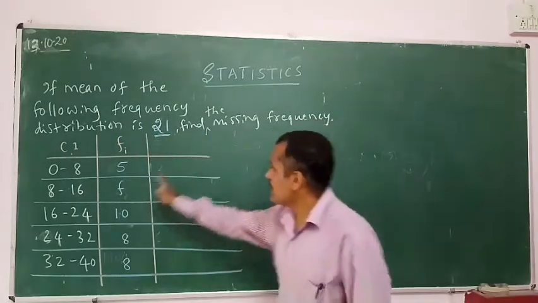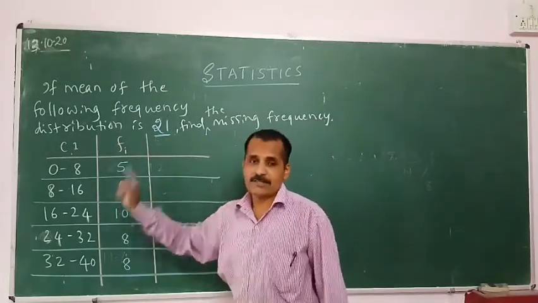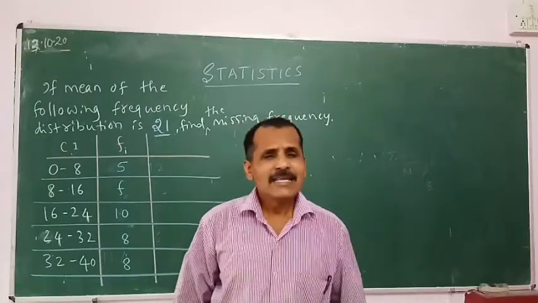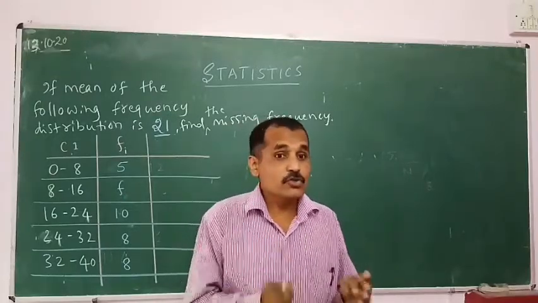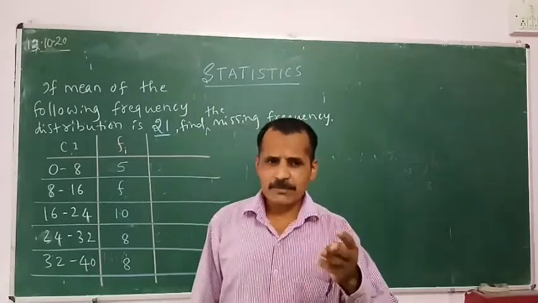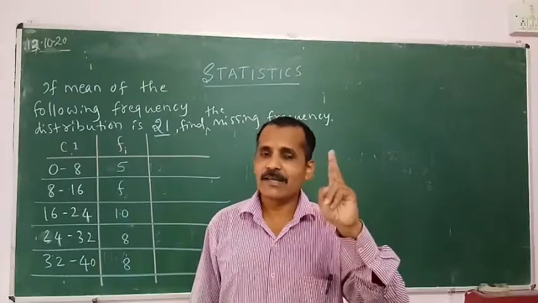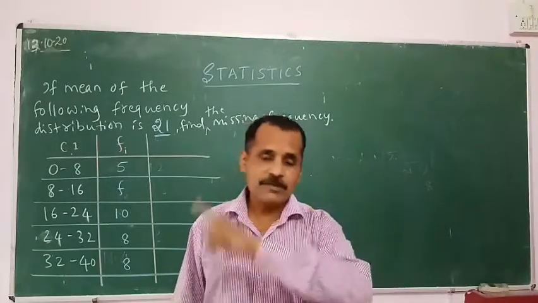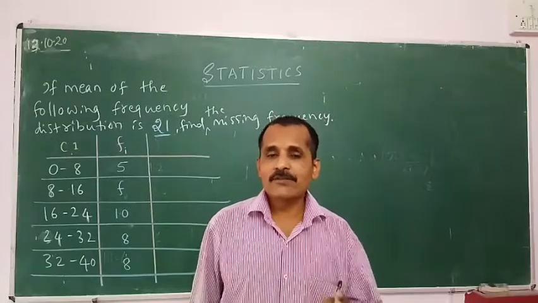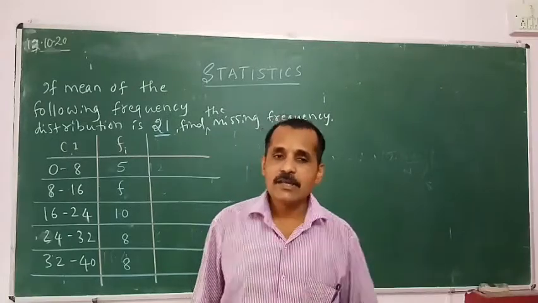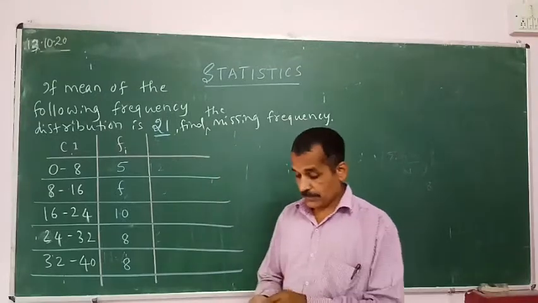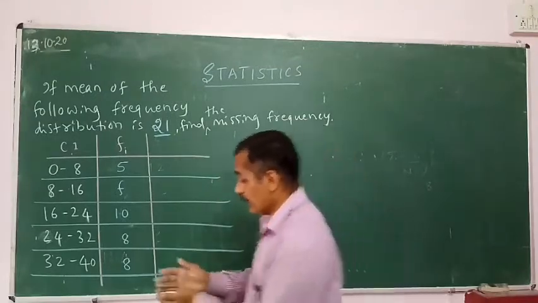What do they ask you? Find the missing frequency. Wherever they ask you to find the missing frequency, they will not mention which method you have to choose, because now you are having three different methods. Direct method is there, assumed mean method is there, as well as step deviation. They will not mention it. But I will suggest you, whenever they ask you the missing frequency, always go for the direct method. It will be simple for you.